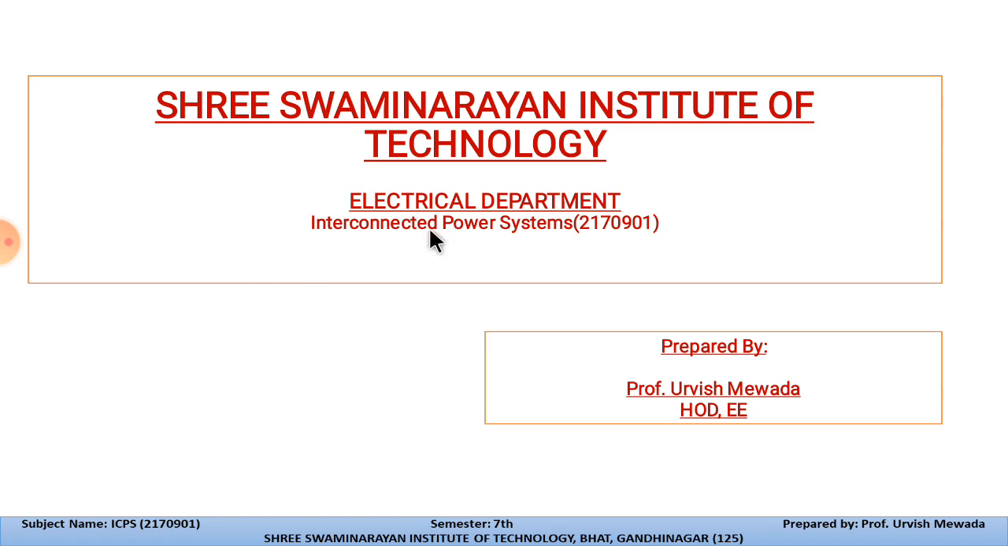I am the subject matter expert of Interconnected Power System, which is in the 7th semester Electrical Engineering, and the GTU subject code of the subject is 2170901.